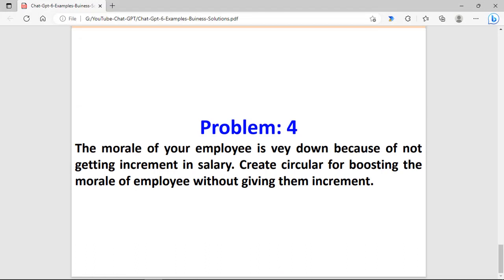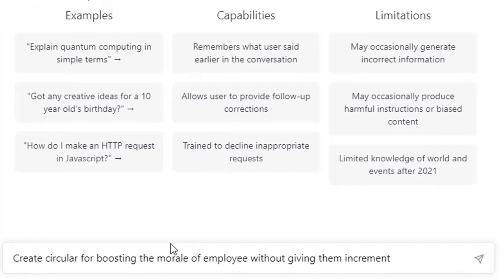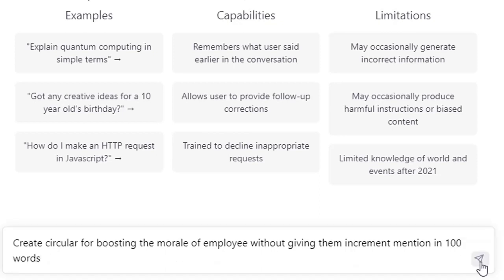Suppose you have a company and the morale of your employees is very low because of not getting a salary increment. So you have to issue a circular for increasing the morale of the employees without giving them the salary increment. So how to do that? We check. So create a circular for boosting the morale of the employees without giving them an increment. So this is the question. Also we can limit the words. Mention in say 100 words. Now we check.